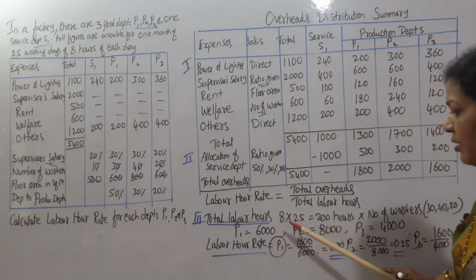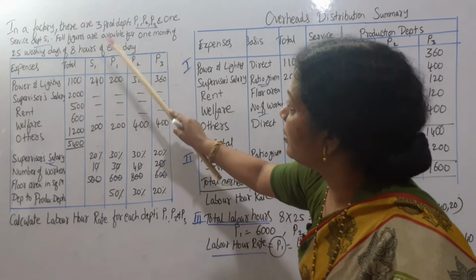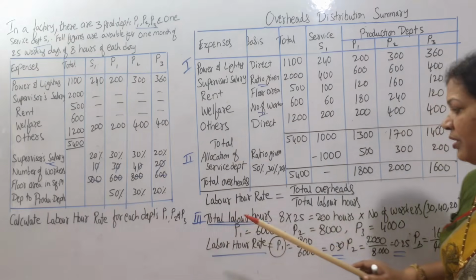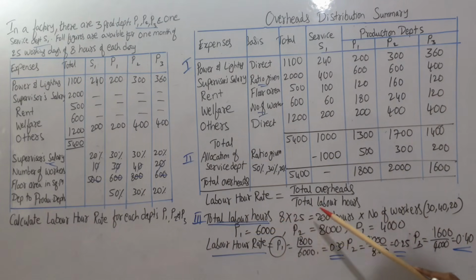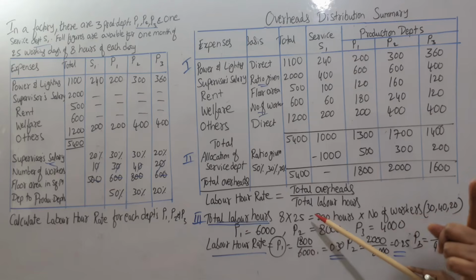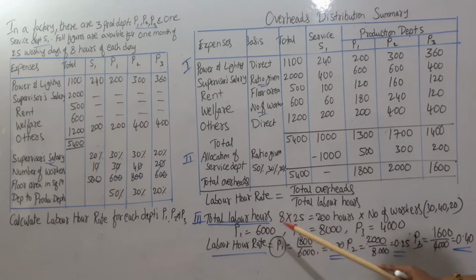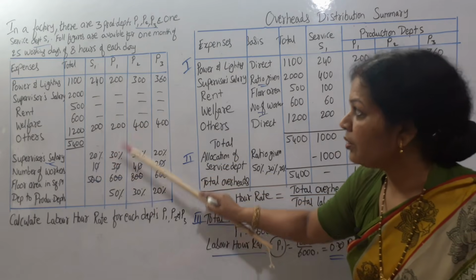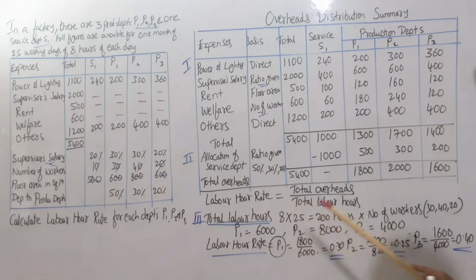It is here: total labor hours, 25 working days, 8 hours. Okay, so 8 into 25 means total 200 hours are there, into the number of workers. How many workers are there? Department wise you will be getting this total labor hours. 200 hours per employee. So total 30 employees are there. So for P1, 200 hours into number of workers; for P1 the number of workers is 30, into 30.